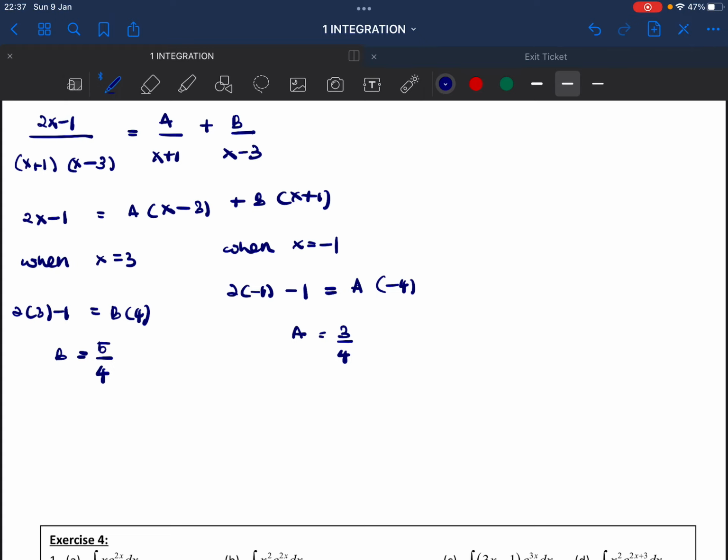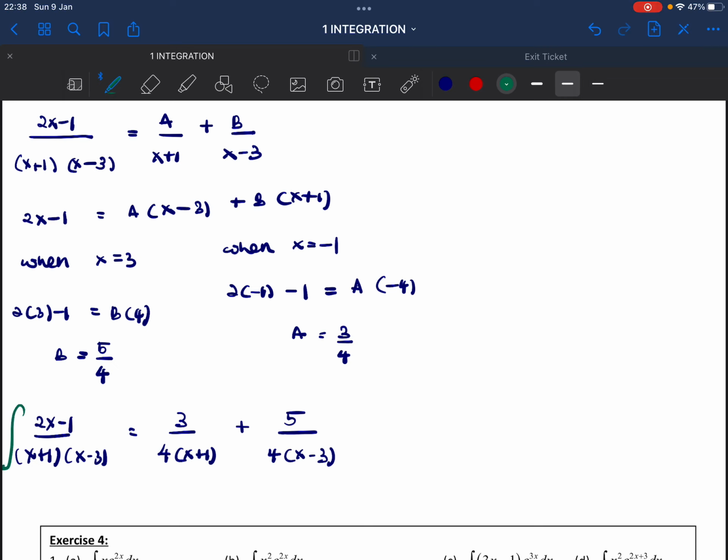Alright, so now we put it as a whole: 2x minus 1 over x plus 1, x minus 3 equals, our A is 3 over 4, so that will be 3 over 4 times 1 over x plus 1, plus our B is 5 over 4 times 1 over x minus 3. So that is the first step, only by using partial fraction. The question here asks us to integrate 2x minus 1 over x plus 1, x minus 3. That means if the question asks to integrate the left hand side, it asks to integrate the right hand side.